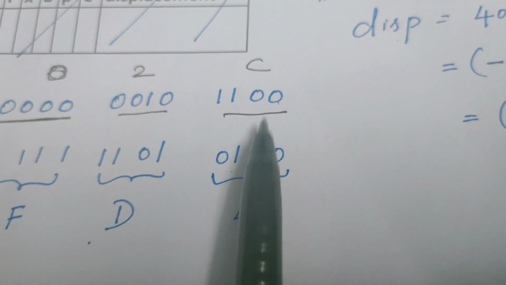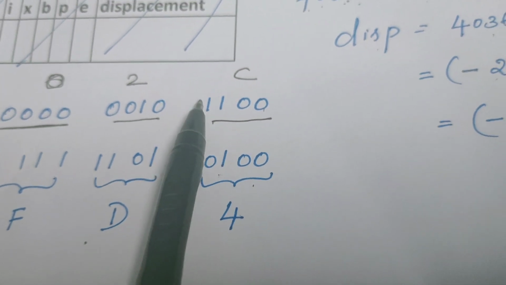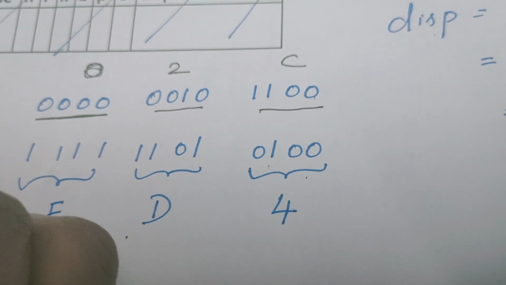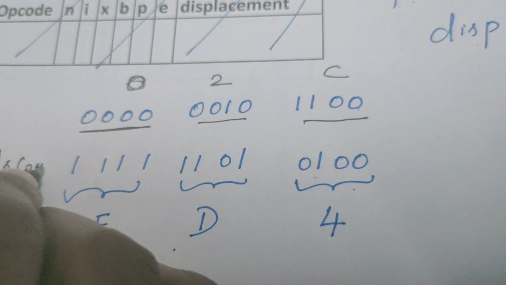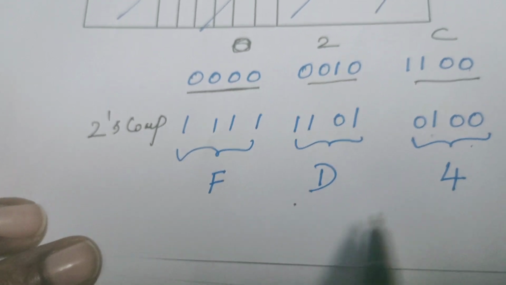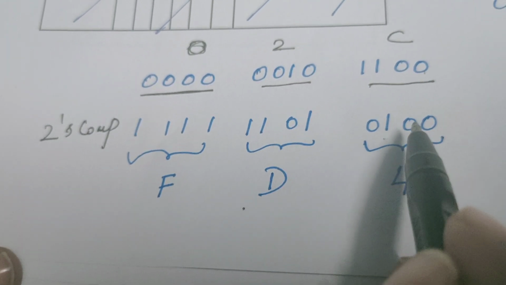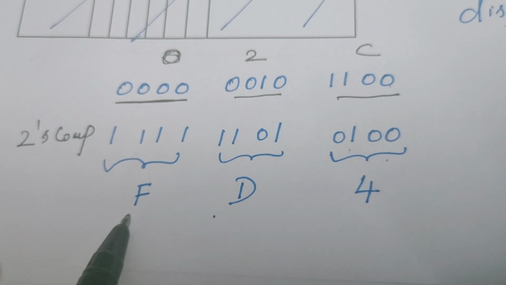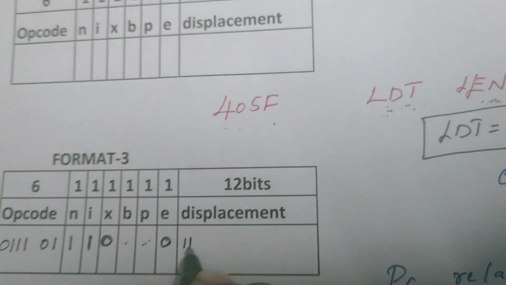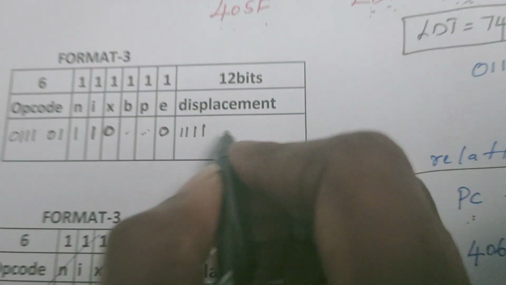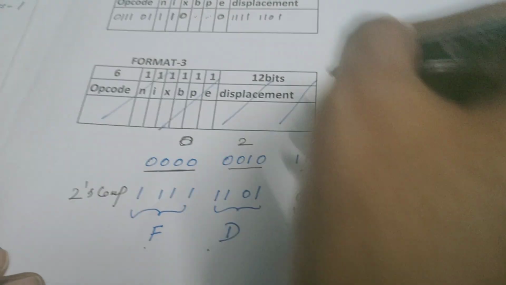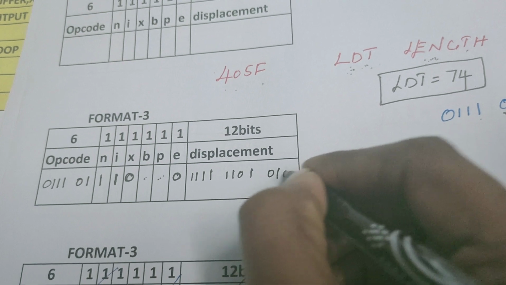So 0, 0, 1 you write. Now 1 is flipped to 0, 0 is flipped to 1, and so on. Again, I have written like this. So this is the 2's complement value of minus 2C. Now I'm finding the hexadecimal equivalent for this. This is 4, this is D, this is F. So I know what the displacement is. Let me write the displacement here: F is 1, 1, 1, 1. D is 1, 1, 0, 1. Then this 4 I am writing as such, which is 0, 1, 0, 0.